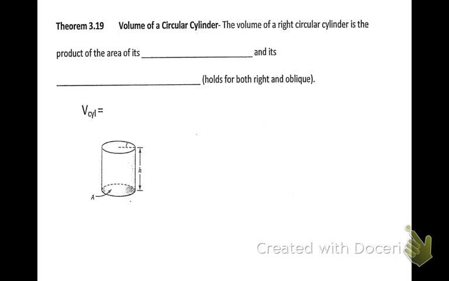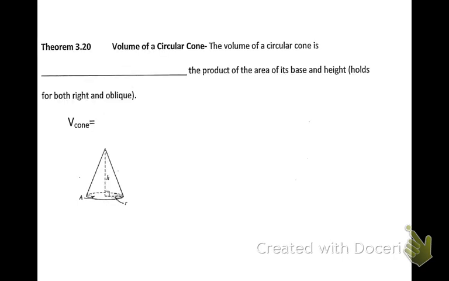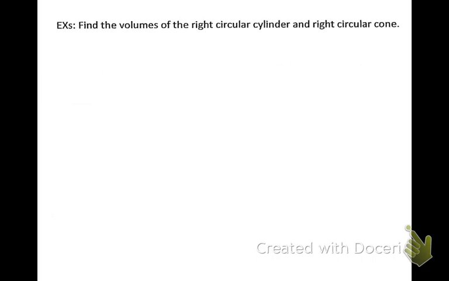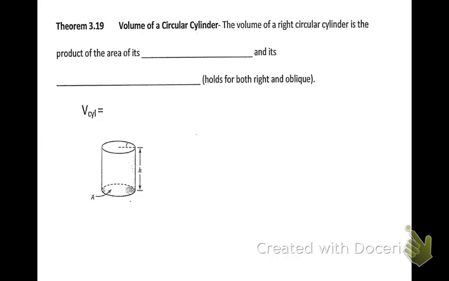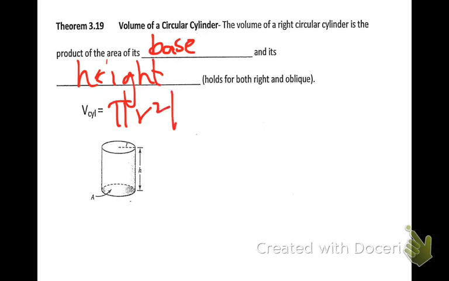So the volume of a circular cylinder is equal to the product of its base and its height. So volume equals pi r squared times h, because the base is a circle.